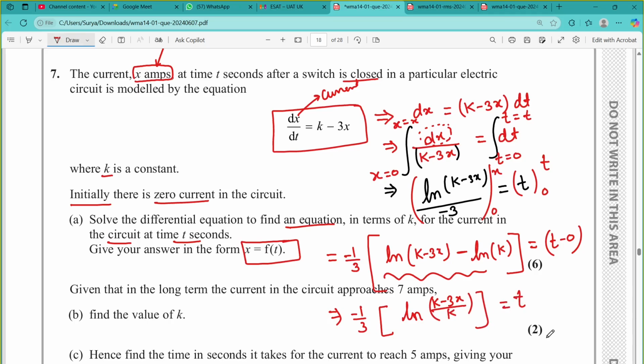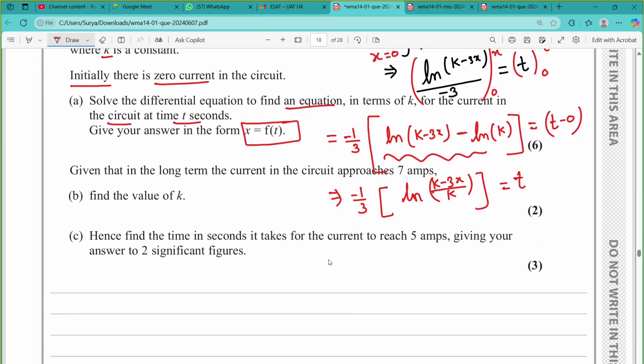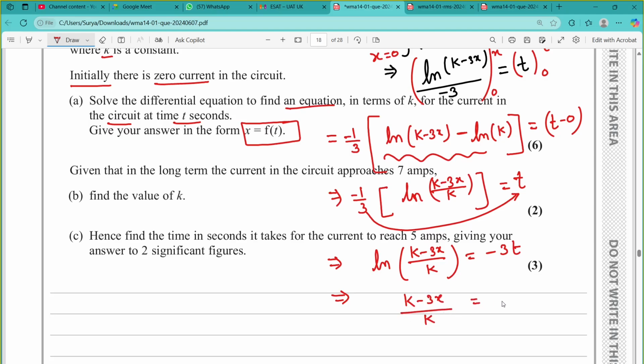Now we can simplify it. So we should write ln ((k minus 3x) upon k) should be equal to minus 3t. See, we have shifted this 3 to the other side, right? But we have to write our answer in terms of x equals f(t). It means we have to make x the subject. So how can we do this? If we take the anti-log, we can write (k minus 3x) over k should be equal to e raised to the power minus 3t. Are you getting this?